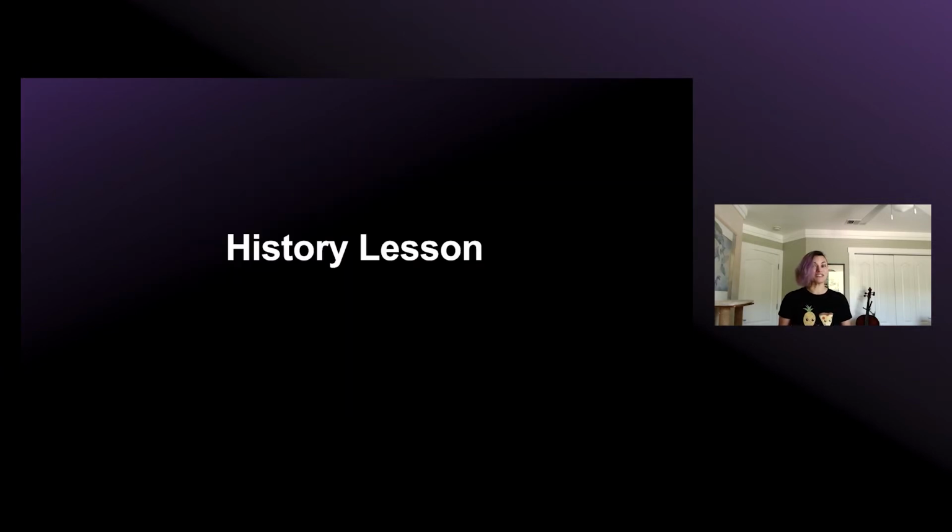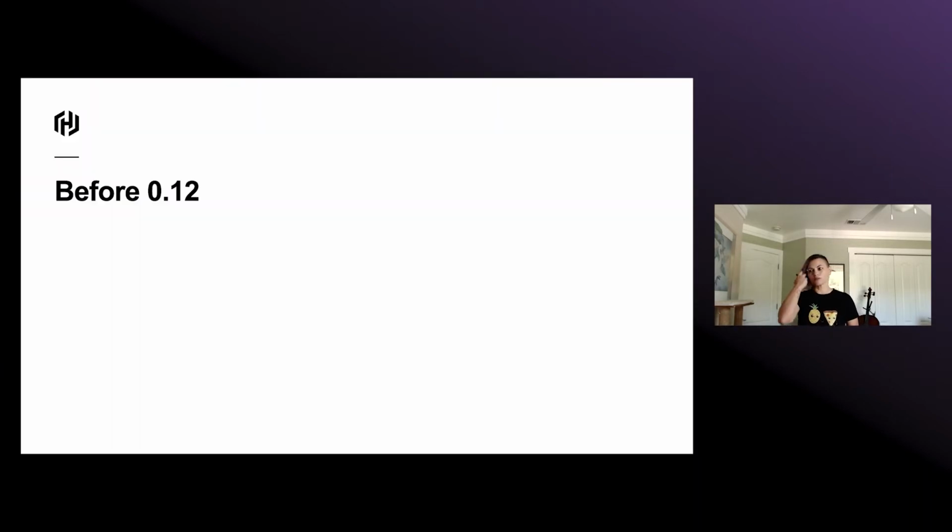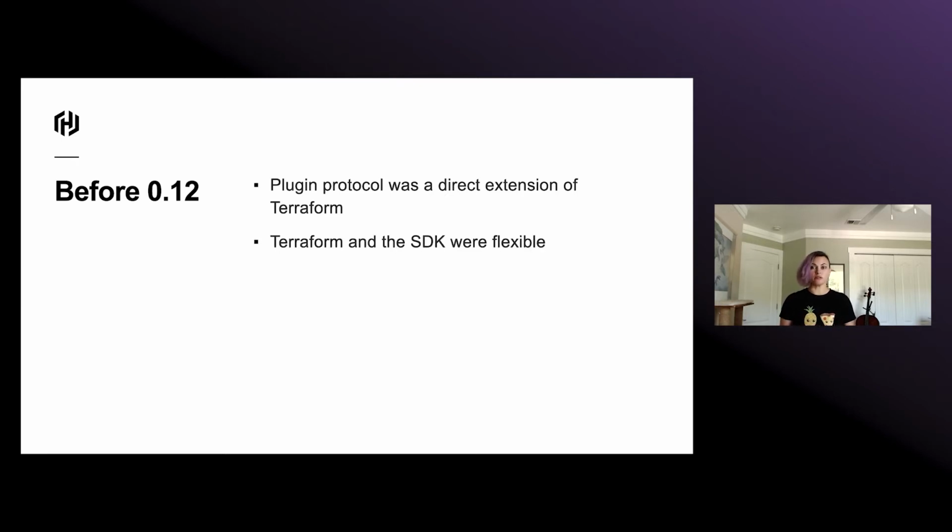Okay, let's get into the history lesson. Before Terraform 0.12, the plugin protocol was a direct extension of Terraform's internals. So changes to Terraform frequently required changes to the protocol. They were tightly coupled. Terraform and the SDK were both very flexible. The SDK would enforce some assumptions, but overall, we'd kind of take whatever providers gave us. The downside of that is that similar results could be obtained in multiple ways, and it wasn't always clear why that was true or which ways were the best ways to get the results you wanted.